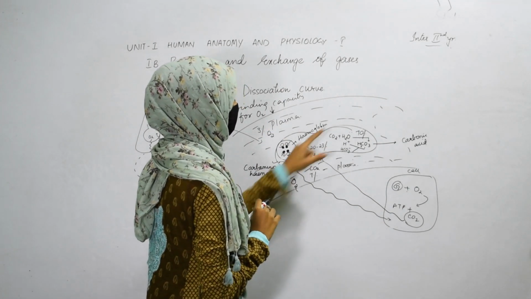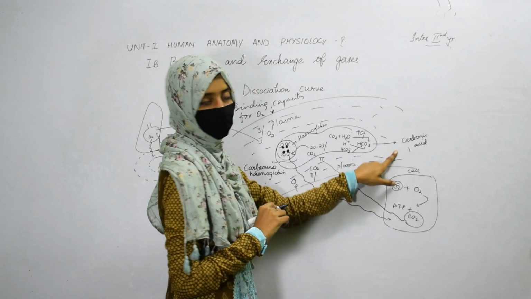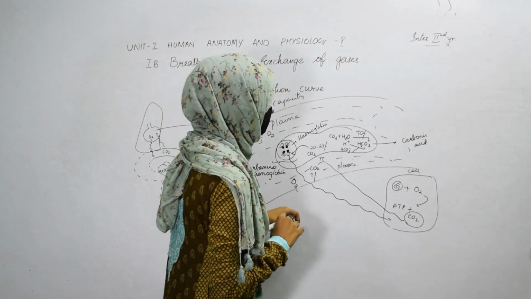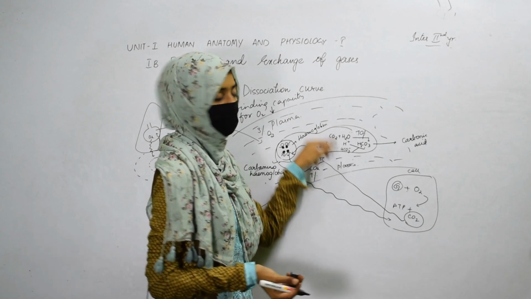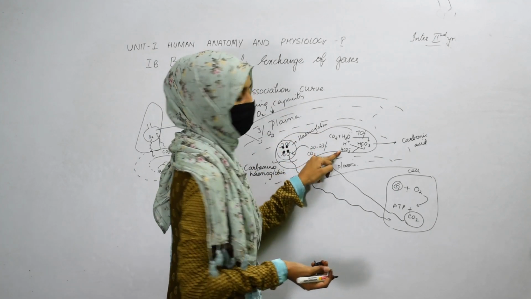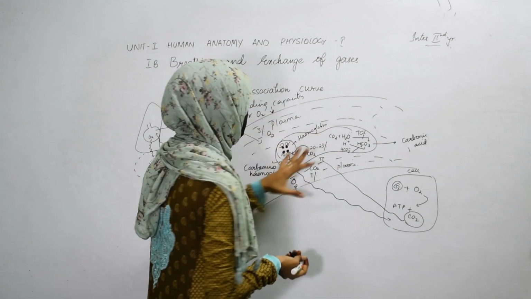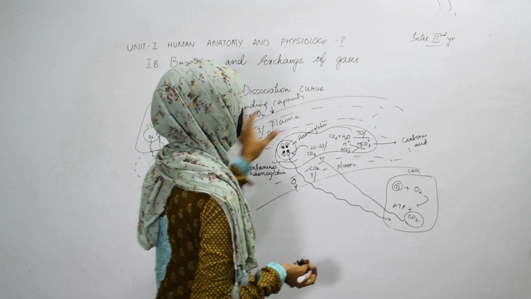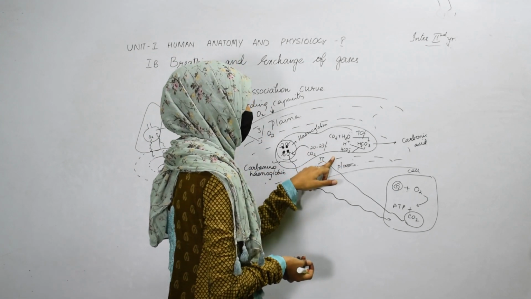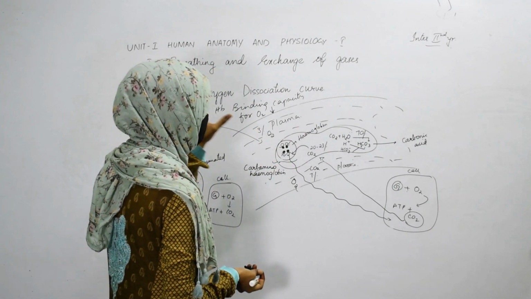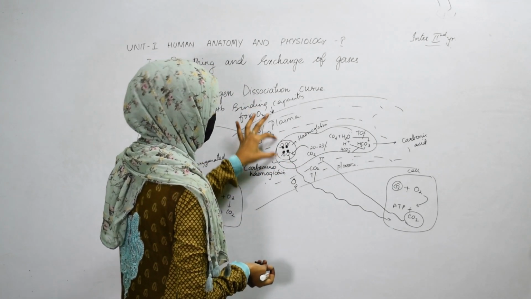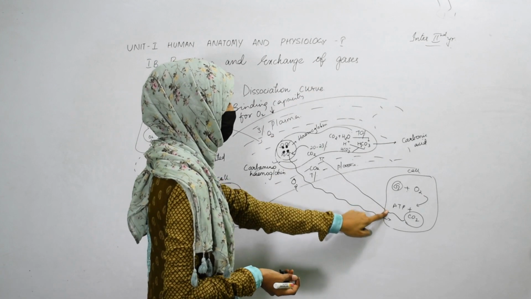Now, 70% of the carbon dioxide is present in the cytoplasm of red blood cells. That carbon dioxide reacts with the water and forms carbonic acid. This carbonic acid further breaks down into H+ ions and HCO3- ions. This is how the formation of H+ and HCO3- ions takes place, and due to the binding of carbon dioxide to the hemoglobin, oxygen is released and it enters the cells.